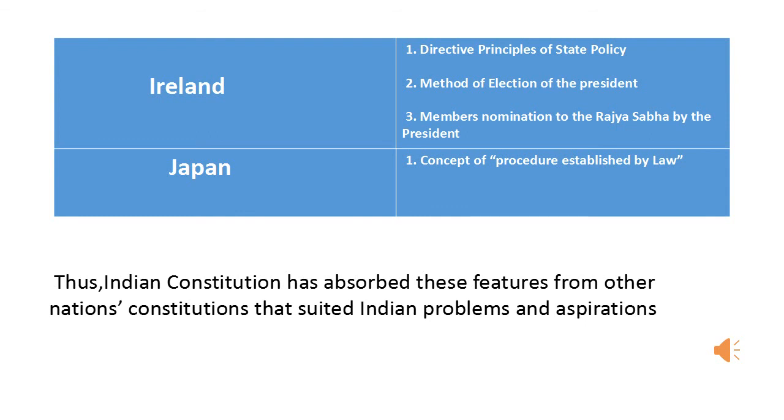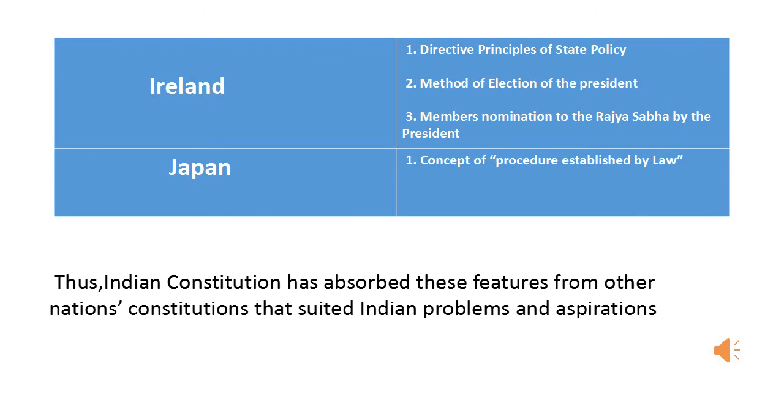As you know, when we talk about judicial review, the judicial review concept is borrowed from the USA. But in the USA, judicial review is practiced through the due process of law. In India, we practice judicial review through the procedure established by law. That's why the concept of judicial review is borrowed from the USA, but how it is practiced, that is the procedure established by law, is borrowed from Japan.